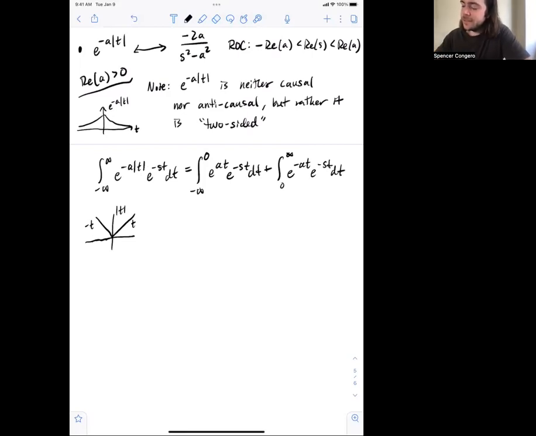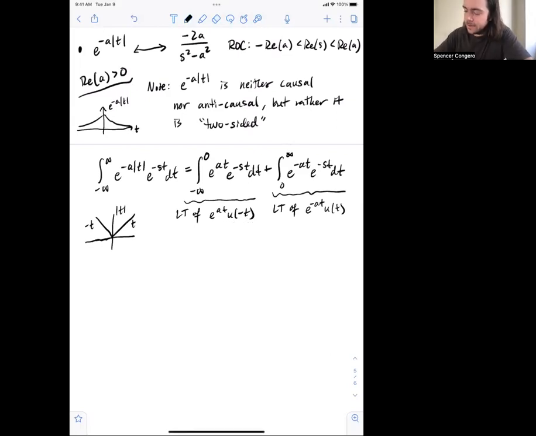But these integrals might look a little familiar to you. Hey, we've seen this integral before. This is just the Laplace transform of e to the negative at u of t, right? Because that u of t, when I integrate it, will change my limits like this, okay? And similarly, this is just the Laplace transform of e to the at u of negative t, right? Because now I want the limits to go when t is negative.